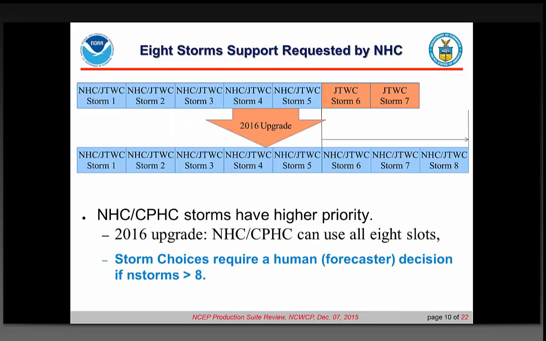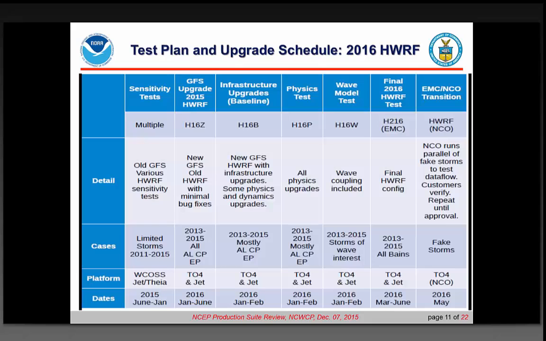And we have plans for producing new products, including a sustained wind swath. One additional change would be an eighth storm added. Right now, in this year, we have 7 storms. It will be increased to 8. And NHC will have a priority for all 8 slots, given the need. And if there are more than 8 storms, then the human forecast will need to be involved in prioritizing. Otherwise, I think this will cover both NHC and JTWC pretty satisfactorily. And this is the usual test plan that we produce every year. This is fourth year in a row.